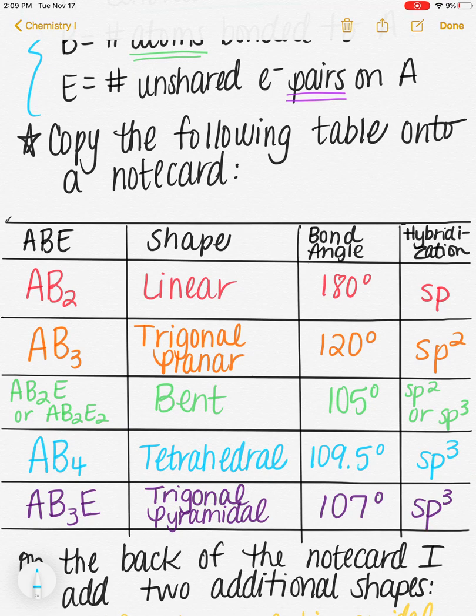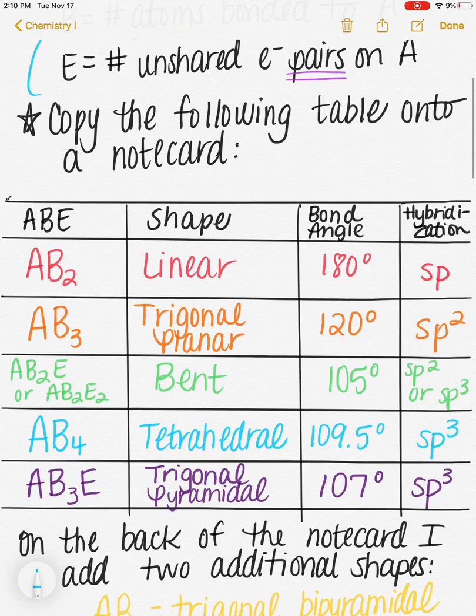All right, so for example, in the first row, you have AB2, which is a linear shape and has a bond angle of 180 with a hybridization of sp. So like I said, take a minute, pause the video, create your own note card. If you don't have a note card, you could just write this on a sheet of paper because you're going to be able to use this on quizzes and tests from here on out, and it will be very helpful for you.